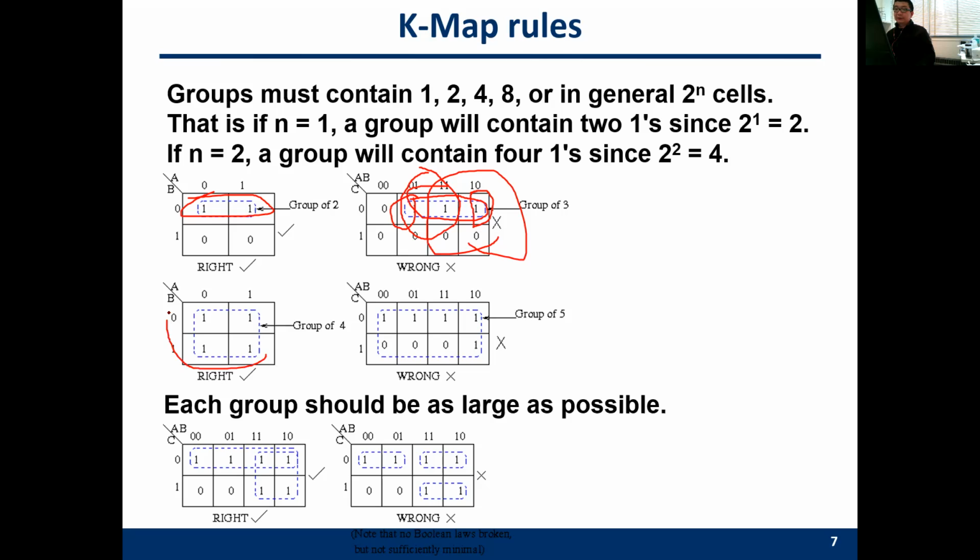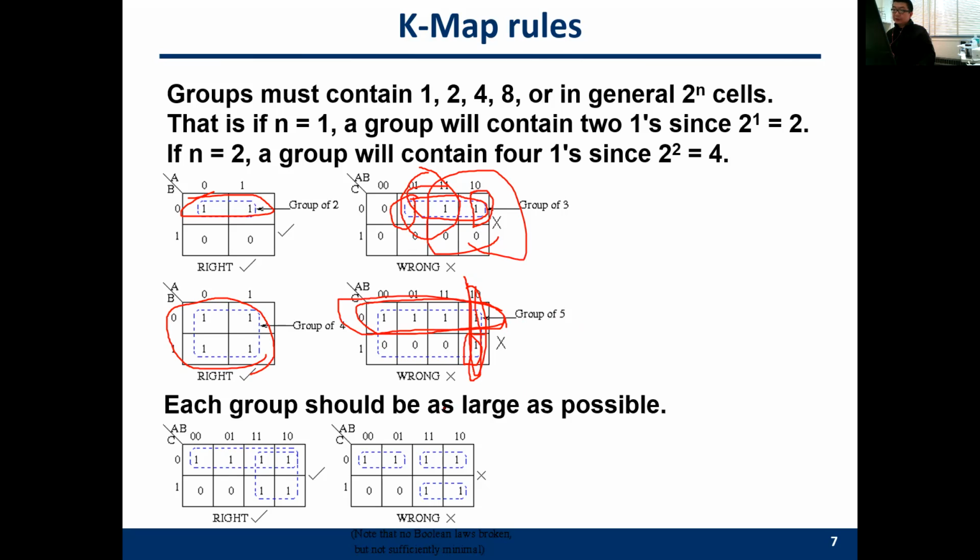This is right because you have 4 ones here. This is not right because you have 5 here. You can only have 2 to n. 4 is a reasonable number. You can draw something like this, or like this. This is the first one. This is the second one.